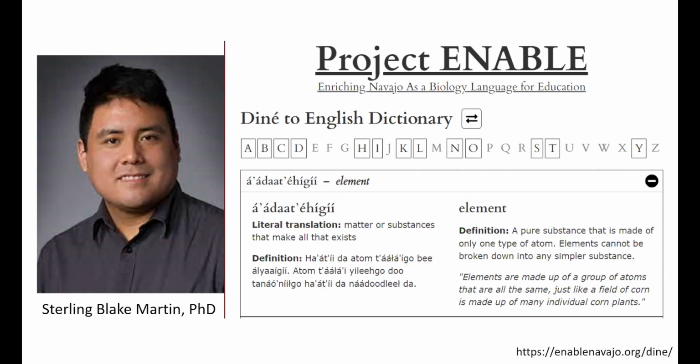And so he took this initiative to translate key biology terms into Dene. It's utilizing these resources, or even coming up with these resources, that are highly valuable to these students, and being able to explain what they're learning to not only themselves, but their community.